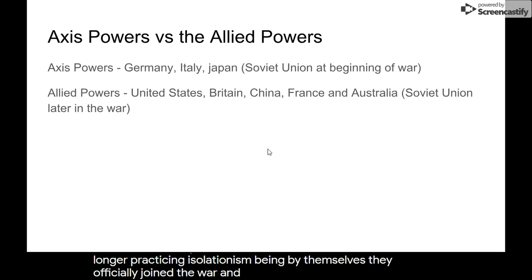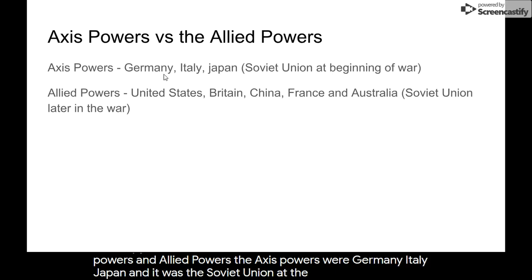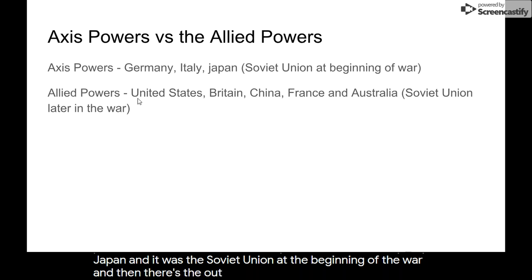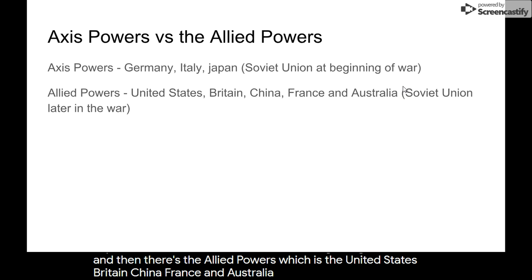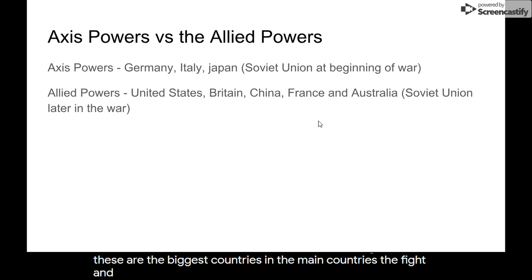And in World War II, there's the Axis powers and the Allied powers. The Axis powers were Germany, Italy, and Japan. And it was the Soviet Union at the beginning of the war. And then there's the Allied powers, which is the United States, Britain, China, France, and Australia. And then Soviet Union later in the war. And there was also other countries that fought. But these are the biggest countries and the main countries that fought in World War II and had the most influence.